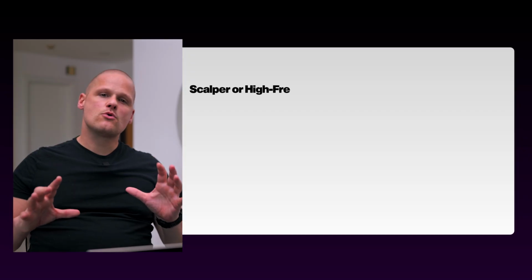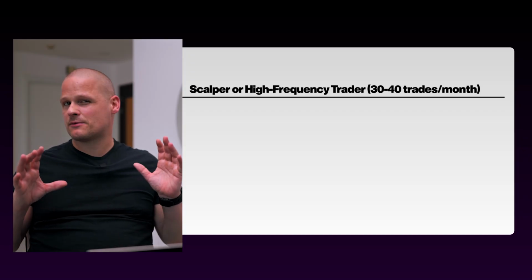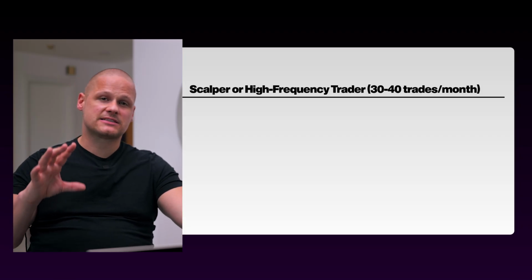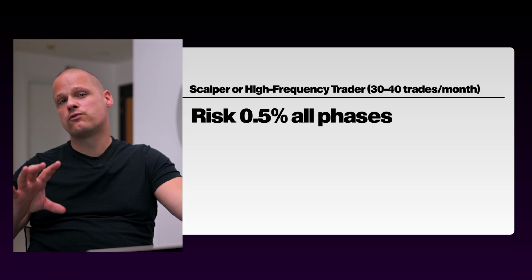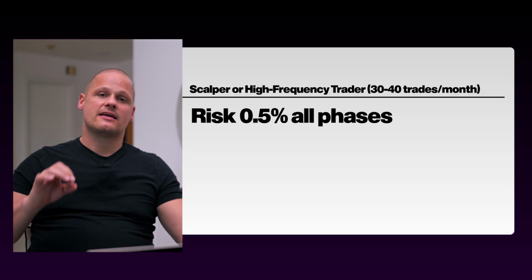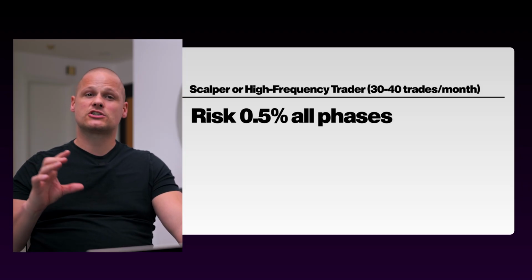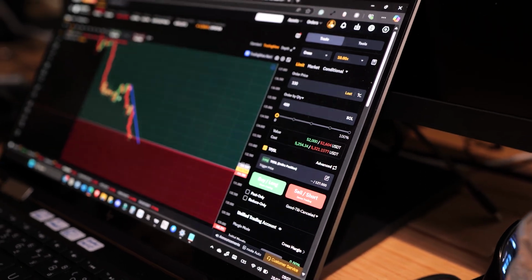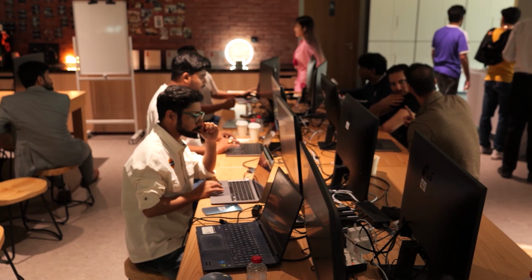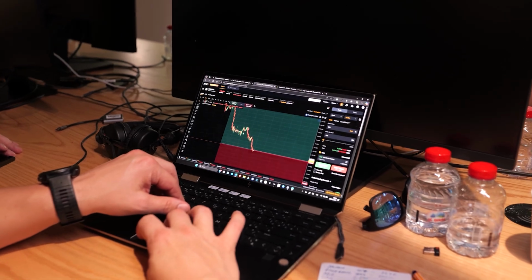If you are a scalper or a high frequency trader, you will probably have something between 30 to 40 trades, right? You should also risk something around 0.5% per trade. Why? Because you trade high volume, high exposure. So I suggest you keep it tight and avoid stacking the losses.